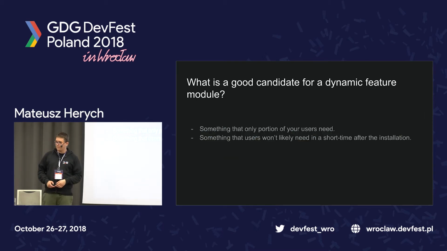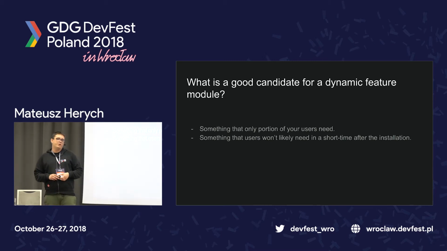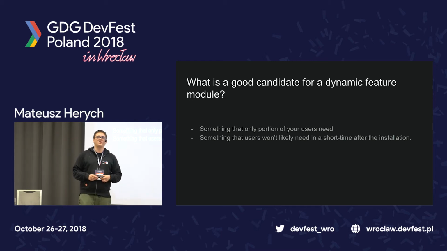So, what is a good candidate for a dynamic feature module? Something that only a portion of the users needs, and something that users won't likely need a short time after installation. Don't extract the dynamic feature modules from things that are visible on the first activity, the first screen that users will see.